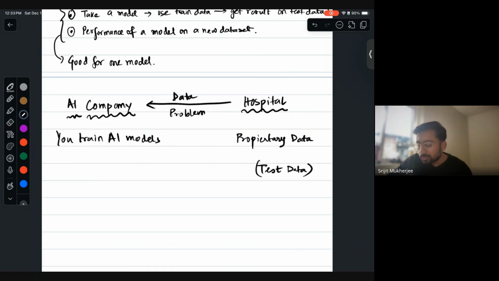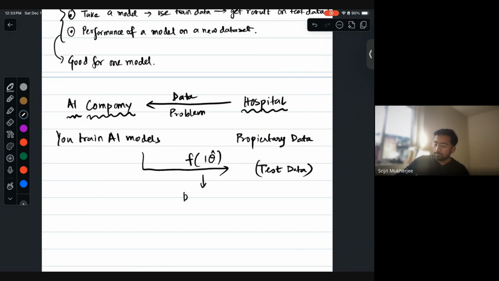That is only when you give them a single best model, F hat, F theta hat, the best model that you know is good for their data. Understand this? Because you will not have access to this data. So this is the best model that you know.